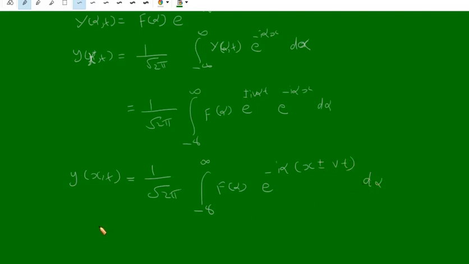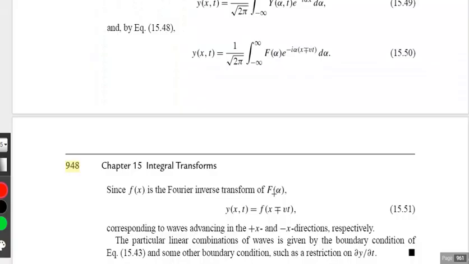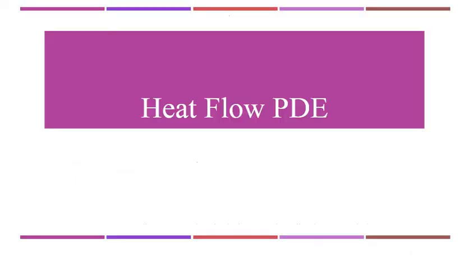Now f of x is the Fourier inverse transform of f of alpha. So y of xt is equal to f of x plus or minus vt, minus or plus vt, corresponding to wave advancing in the plus direction and the minus direction respectively.